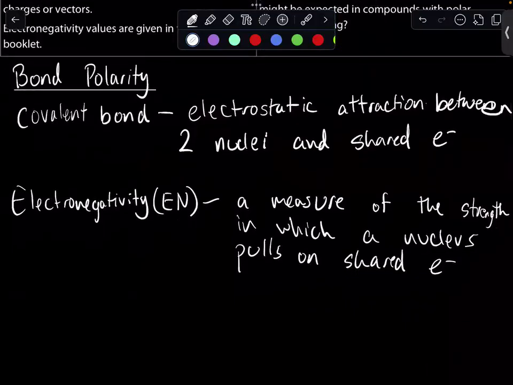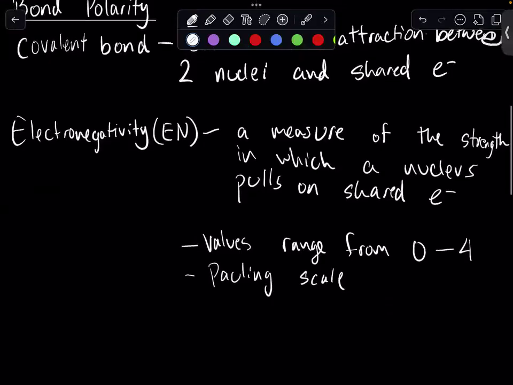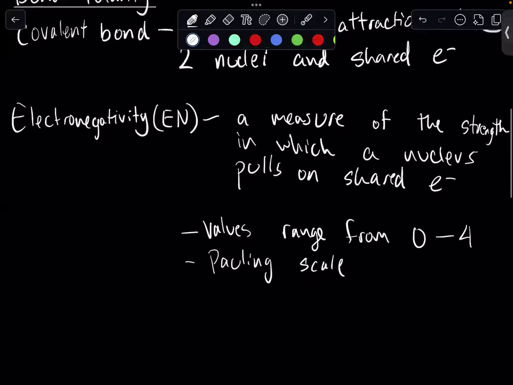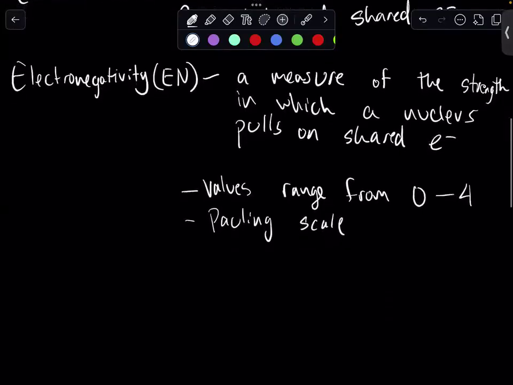And furthermore, the electronegativity values range from 0 to 4. This is developed on the Pauling scale, which doesn't actually have units. These are absolute values, but you could also say Pauling units, but nobody really cares. We just put them 0 to 4 as whole numbers or decimals.